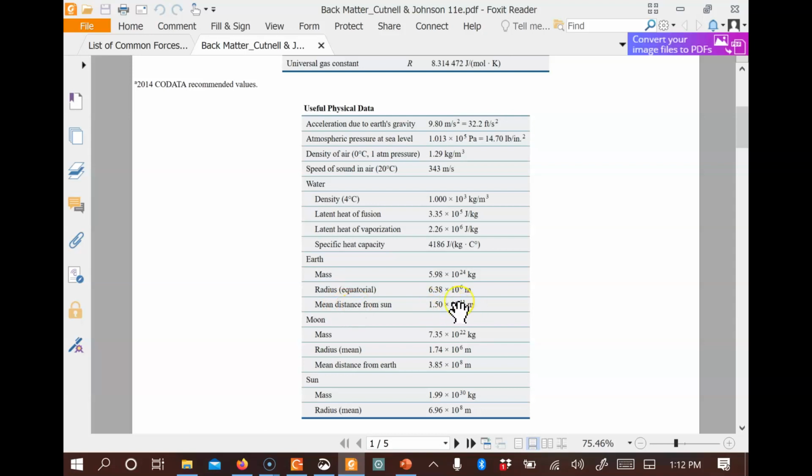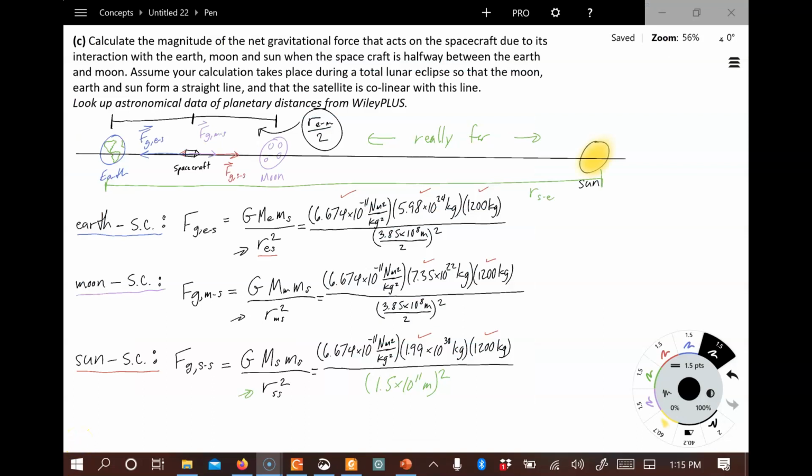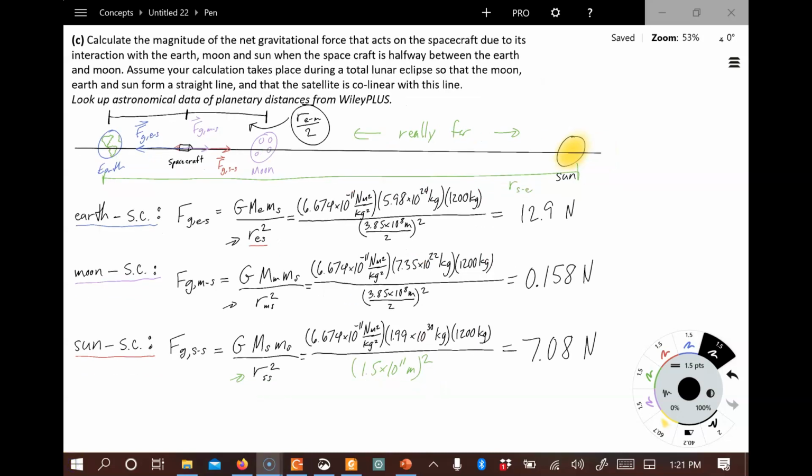Mean distance from Sun, there's the bottom one. Mean distance from Earth, the distance between the Moon and the Earth, we'll divide that by 2, and that goes for the top two. So we've now put in the relative radii for each of these: halfway between the Earth and Moon, halfway between the Earth and Moon, and the distance between the Earth and the Sun. Now we're going to put all these numbers into the calculator and see what we come up with. And so I've plugged in the values and come up with the numbers that you see there.